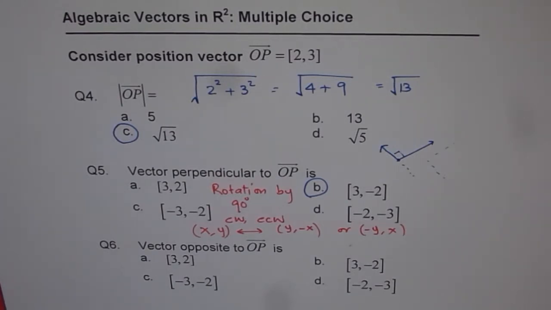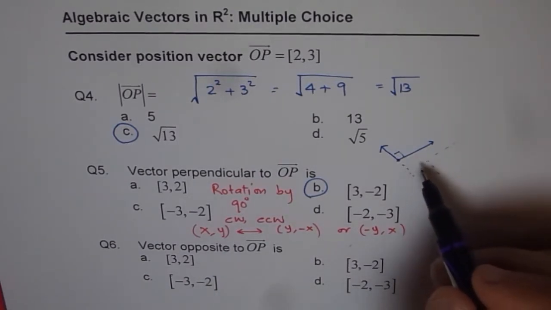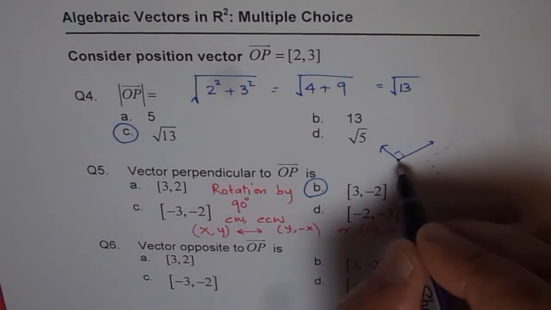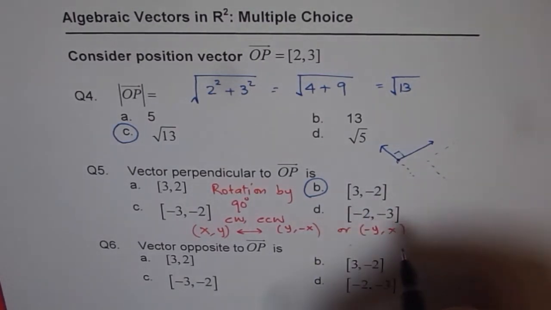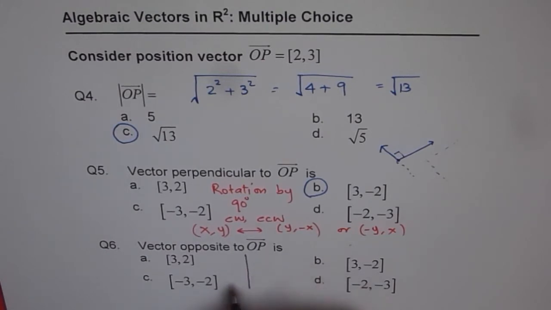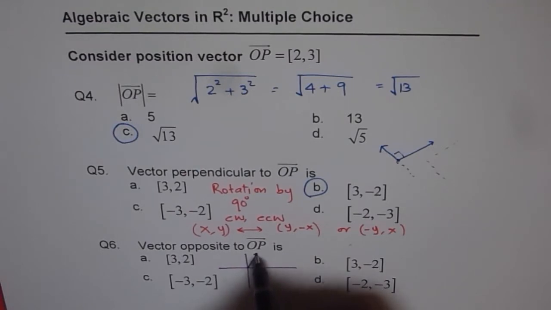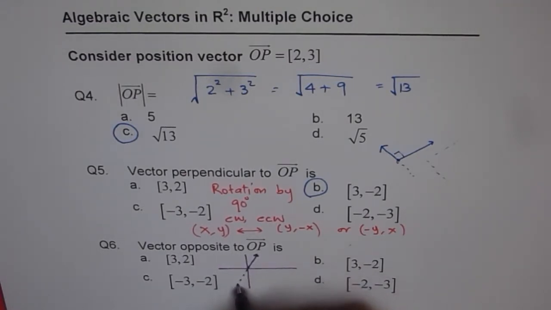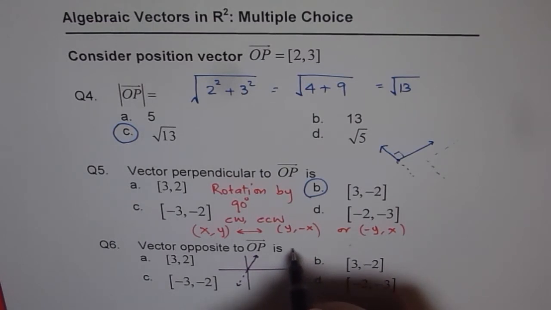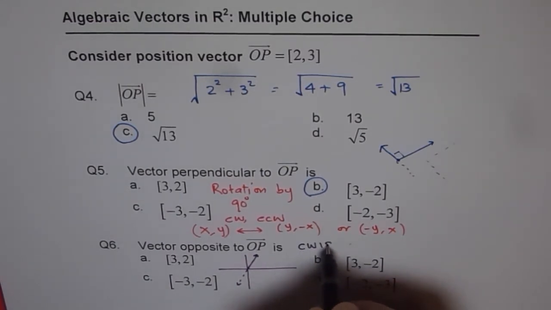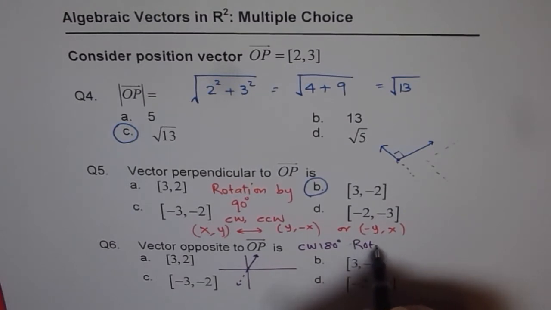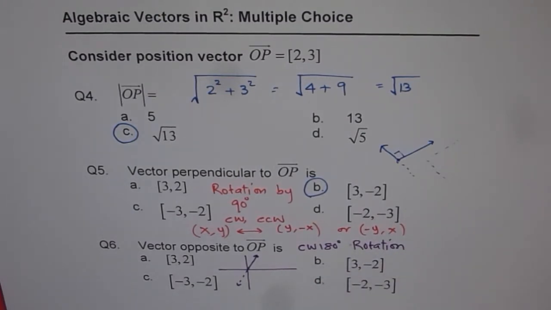Now next question is question 6, vector opposite to OP. So opposite vector means what? If you have 2, 3, let me draw it here. If we have a vector 2, 3, that means we have a vector kind of like this, right? So the opposite vector will be right there. So that is a flip or rotation by 180 degrees, correct? In this case, you can say it is a clockwise 180 degrees rotation. That is what it is, right?